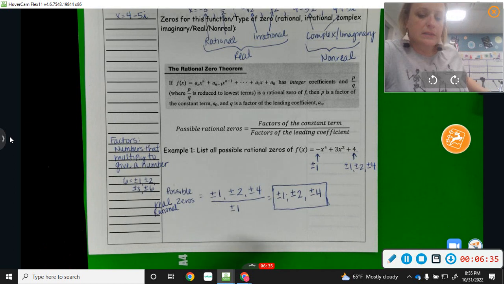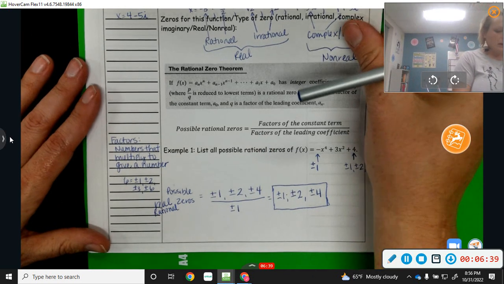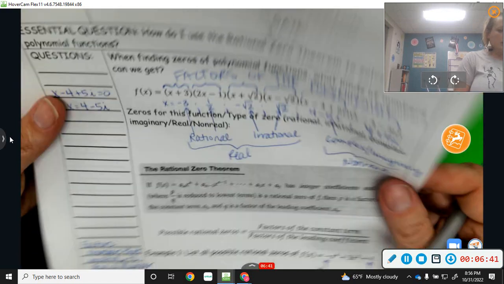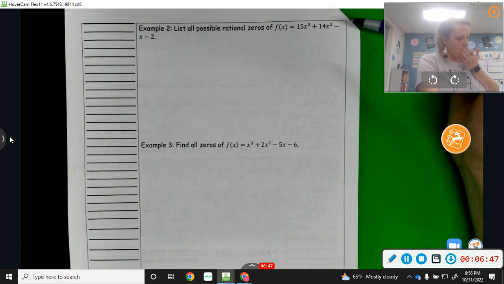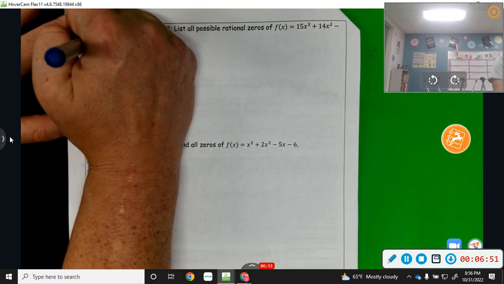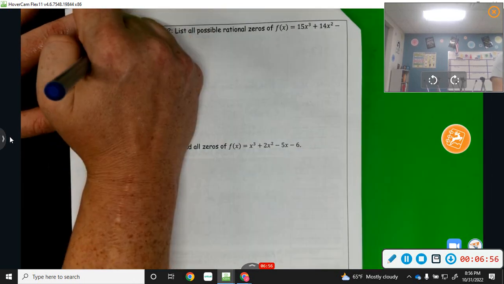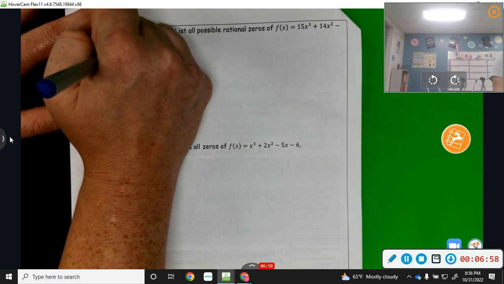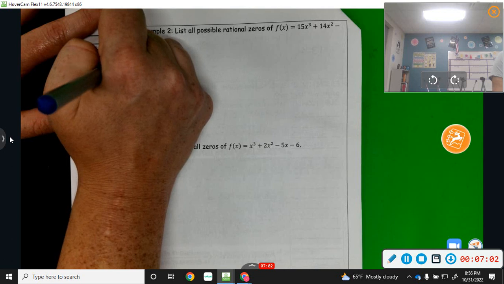So now we're going to list all possible rational zeros of a specific function that has a little bit more to it. So this one is 15x cubed plus 14x squared minus x minus 2. So 15 has quite a few factors, right? It's got positive negative 1, positive negative 3, positive negative 5, and positive negative 15.